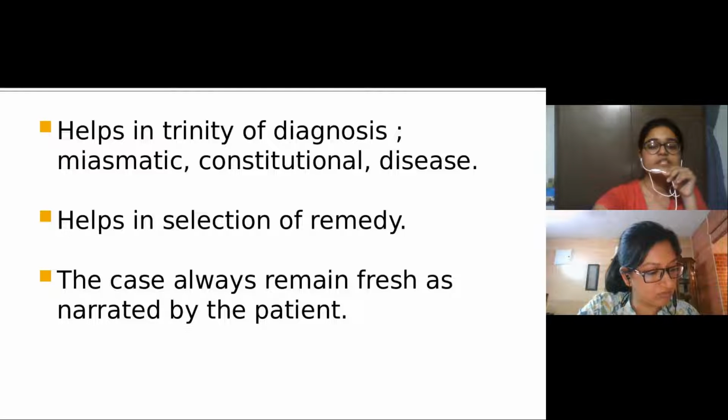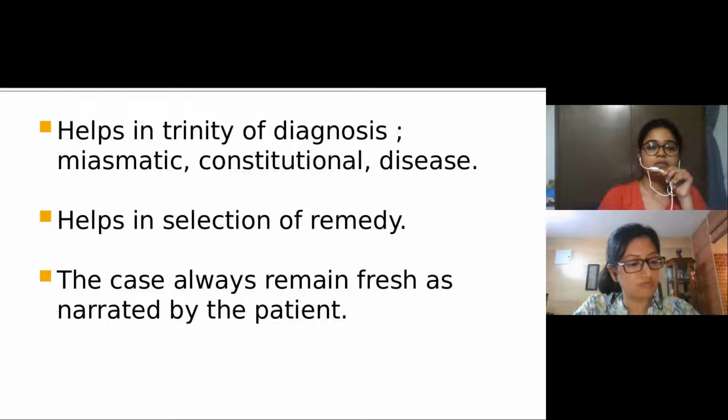It helps in the trinity of diagnosis, that is the CMD: constitutional diagnosis, miasmatic diagnosis, and disease diagnosis. And it will help in selection of remedy, and the case always remains fresh as narrated by the patient. अगर हम record maintain करेंगे, so those symptoms will always remain fresh as narrated by the patient.